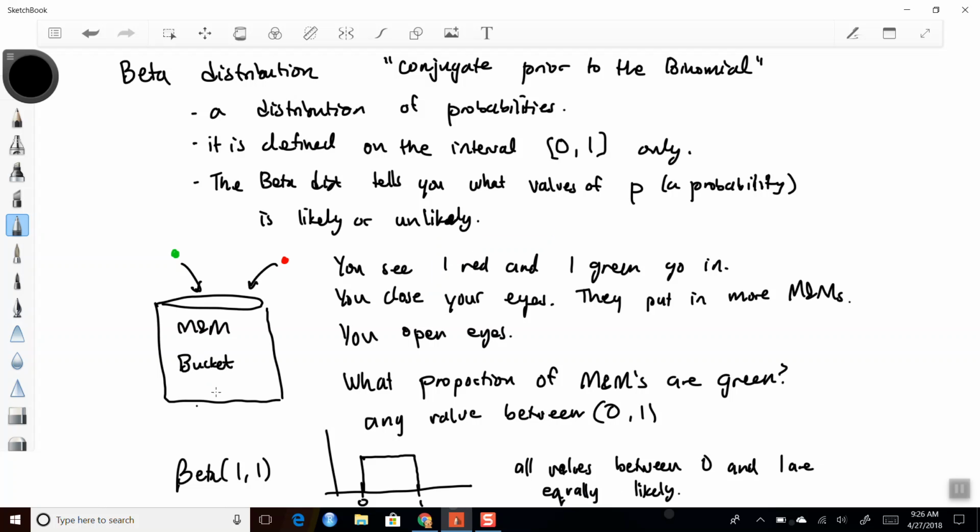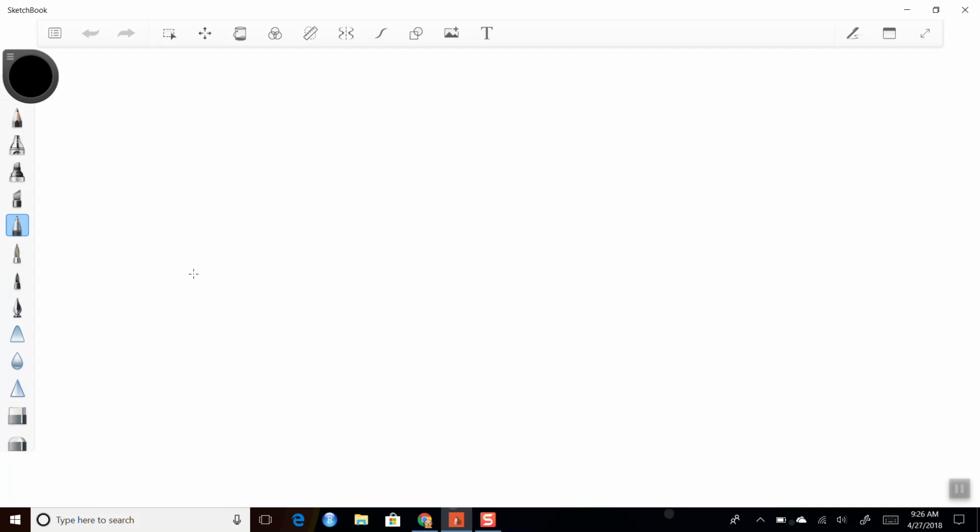You can think of it as the probability if you just see one red and one green going in there. Now you say, I have no idea what proportion is green. It could really be anything between 0 and 1. So let's take a look at some data. To ensure that this is binomial, we'll take an M&M out, put it back in, shake it up, take another M&M out, and put it back in. So we're going to draw some M&Ms out with replacement.